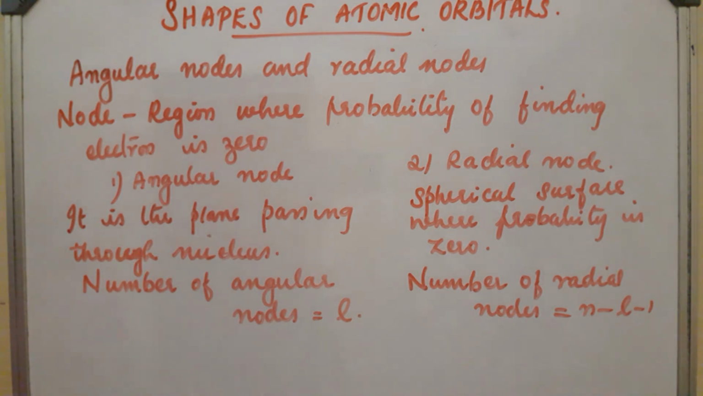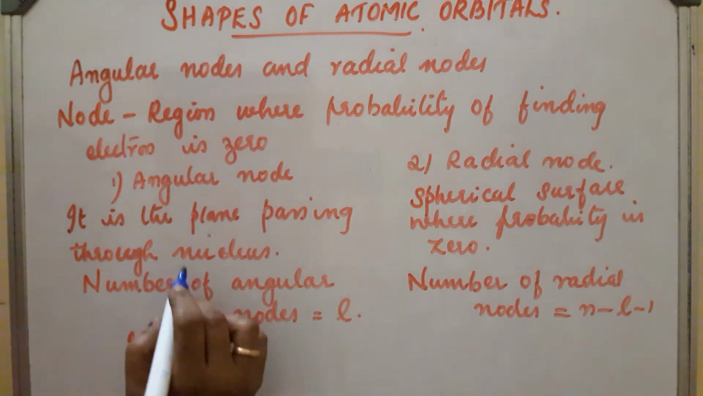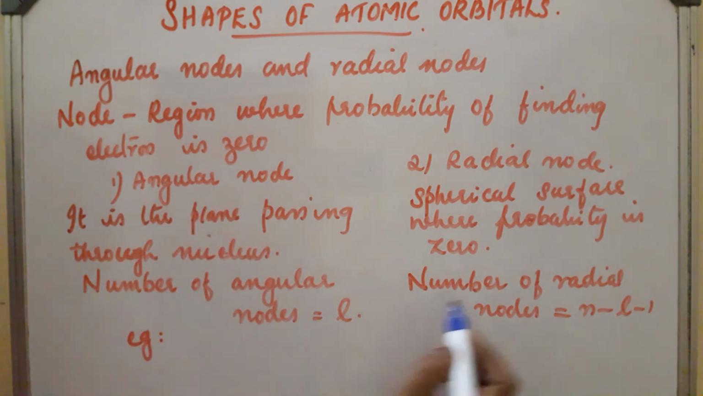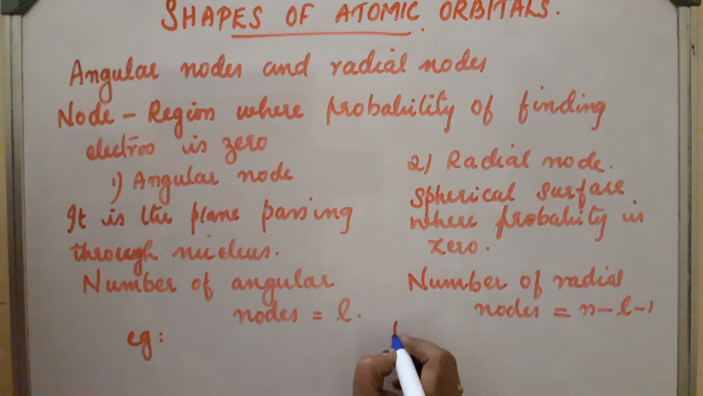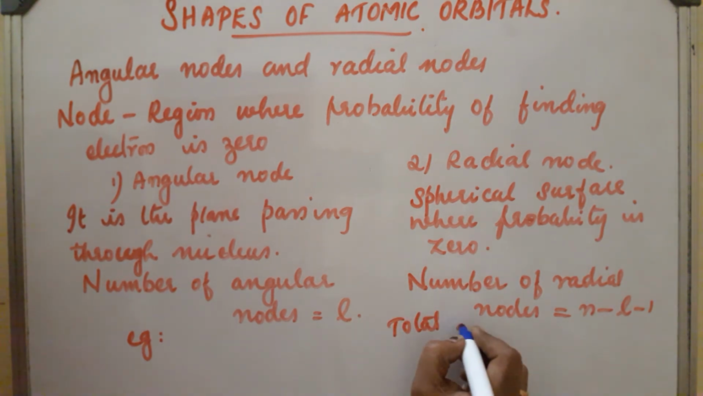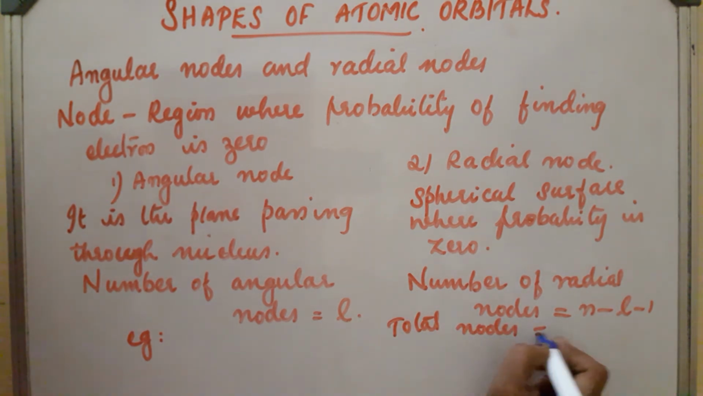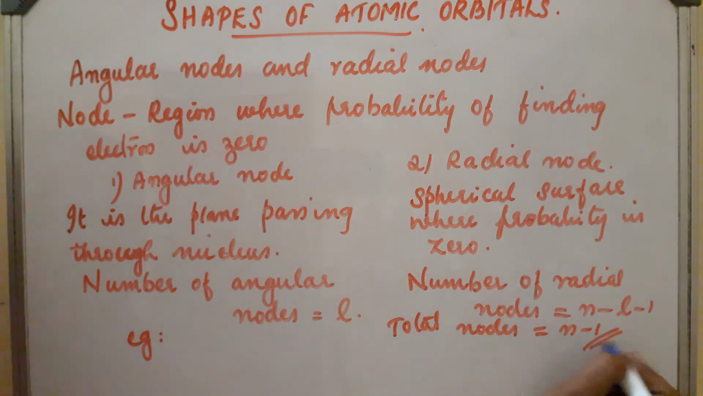Now let us take one example. So the number of angular nodes is l and the number of radial nodes is n minus l minus 1. Total number of nodes, we already discussed, is n minus 1.